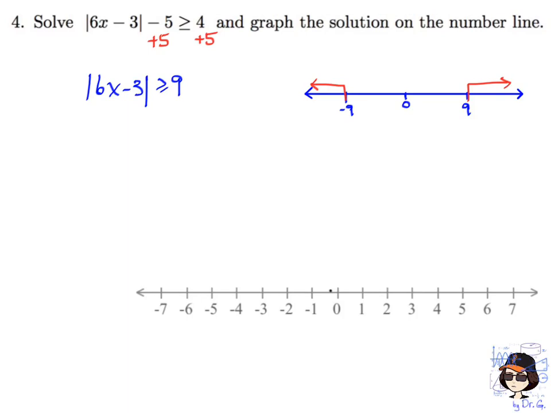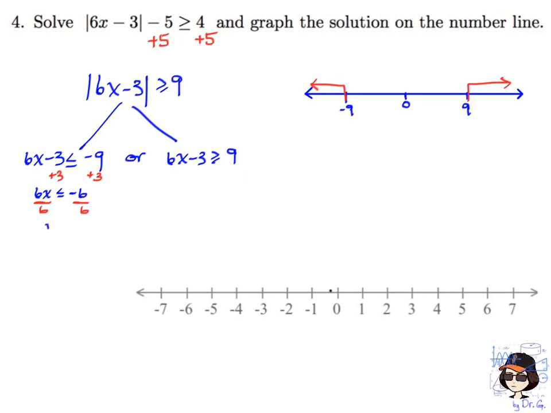So writing that down mathematically means we get two inequalities. Let's take away the absolute value, and we have to say 6x minus 3 is less than or equal to negative 9, or 6x minus 3 is greater than or equal to positive 9. Okay, and so now we solve these two separately. So here I can add 3 to both sides. I'm left with 6x is less than or equal to negative 6. Now divide by 6, and I'm left with x less than or equal to negative 1.